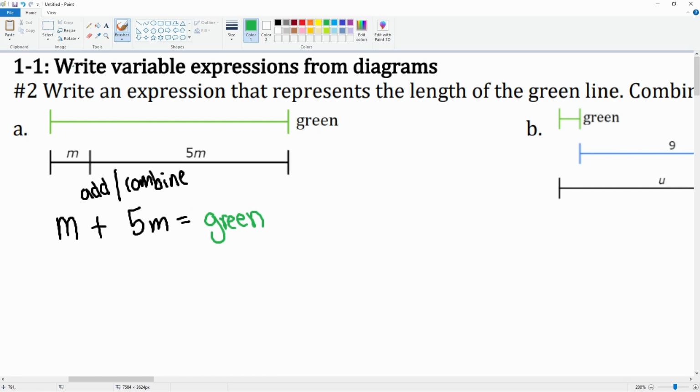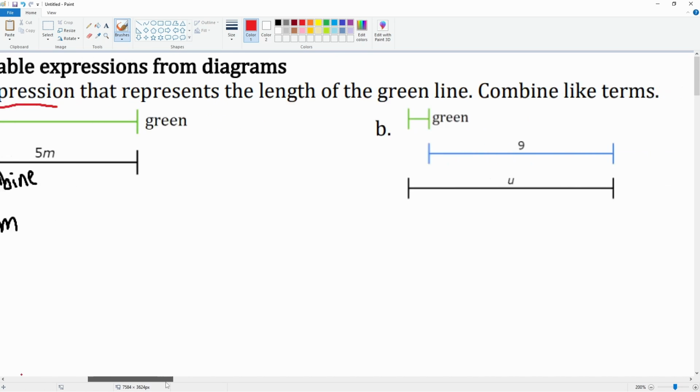Okay, this is what it would look like, right? But we just want an expression. If you take a look, it says just an expression. So they would just like this part. So that green line is just made up of m plus 5m. Let's take a look here.